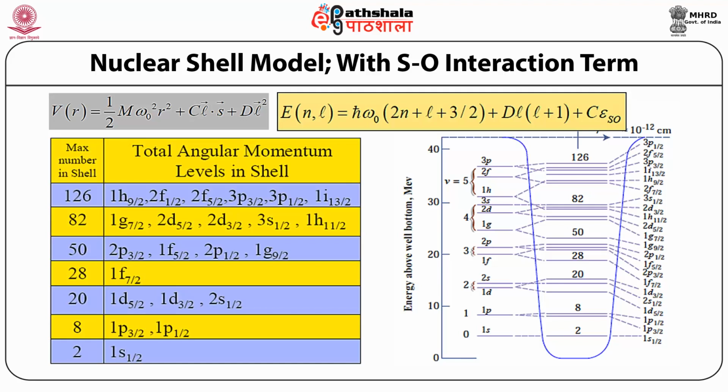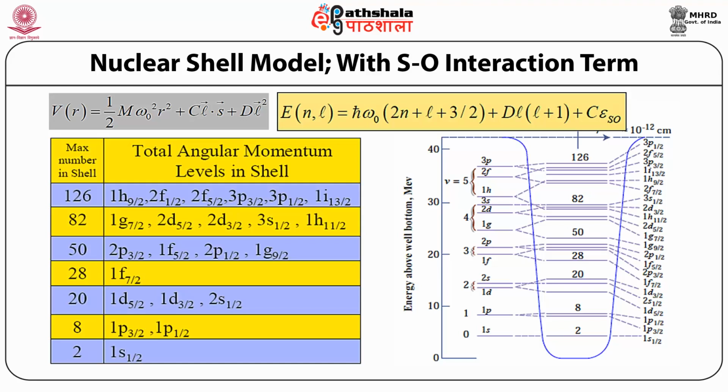But with the spin orbit interaction term, each of these levels other than the S level is basically split into two components, one corresponding to L plus S, another corresponding to L minus S. So we observe that instead of single isolated levels, due to the spin orbit interaction, we have a large number of levels, and these levels have been named as per their L plus S or L minus S value.